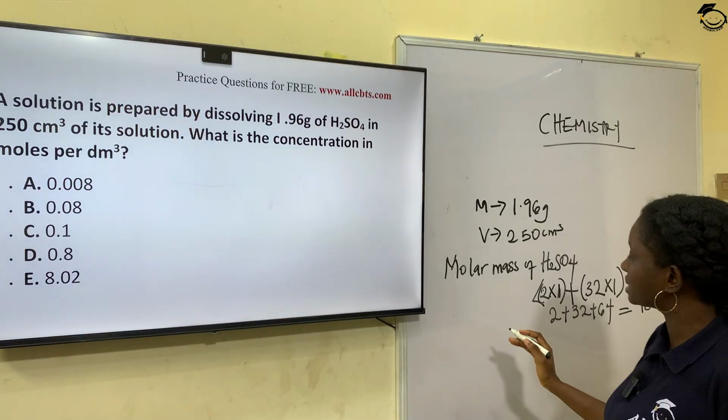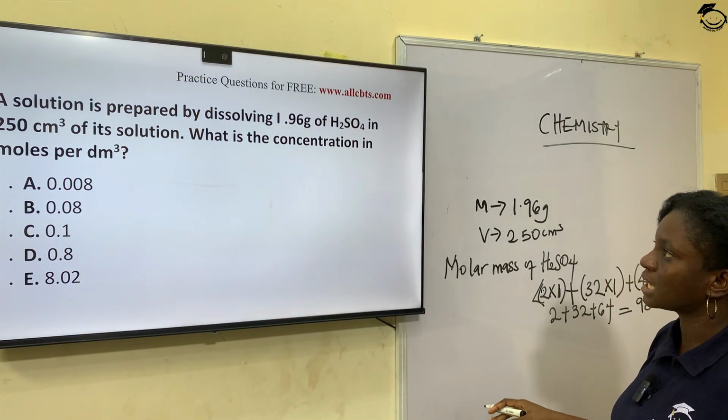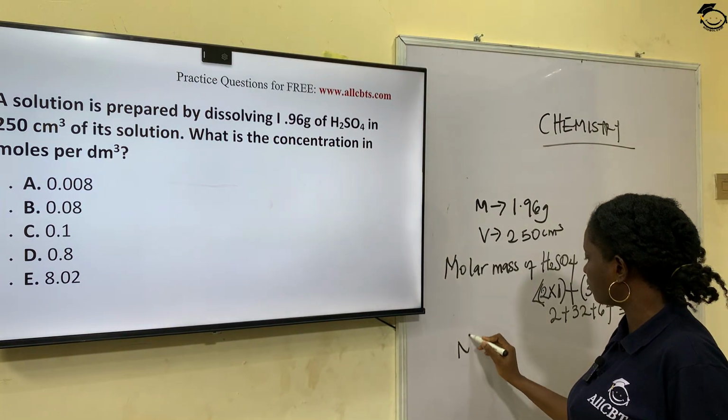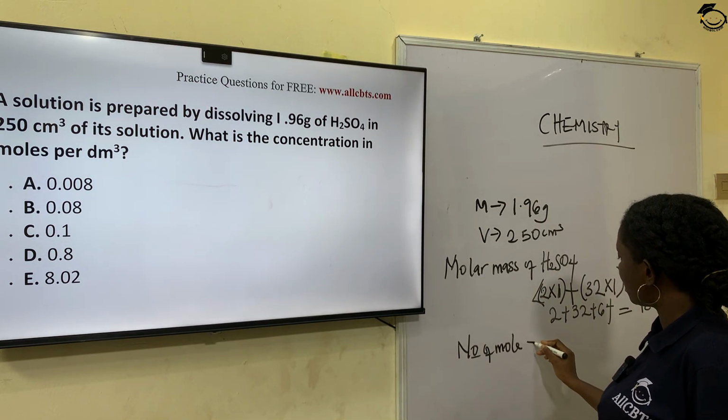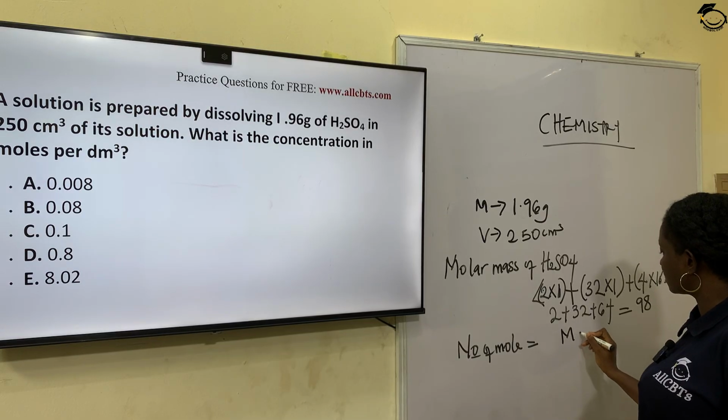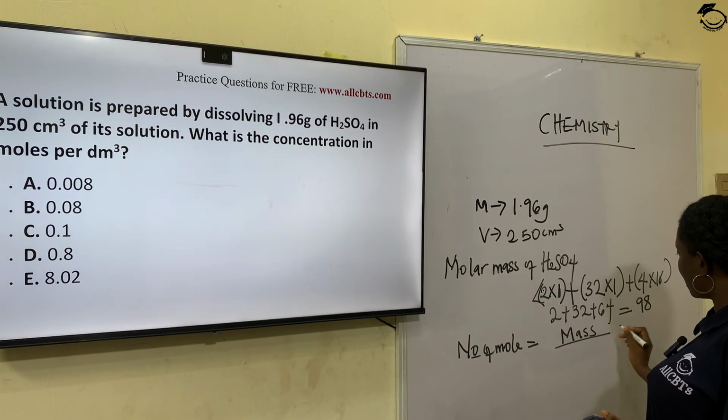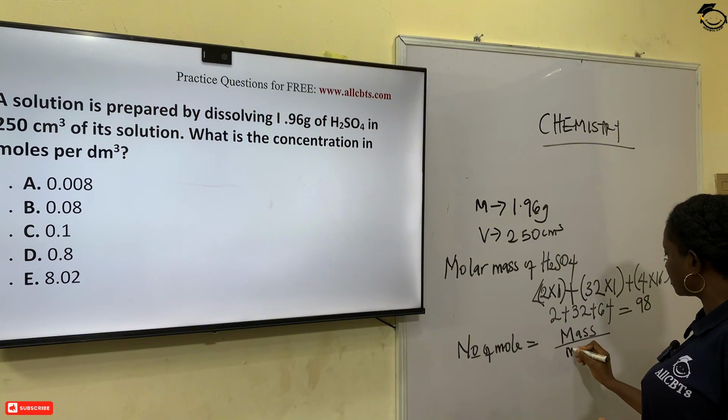So the next step is to calculate the number of mole. The number of mole is mass over molar mass.